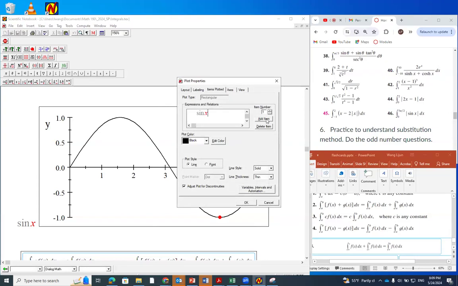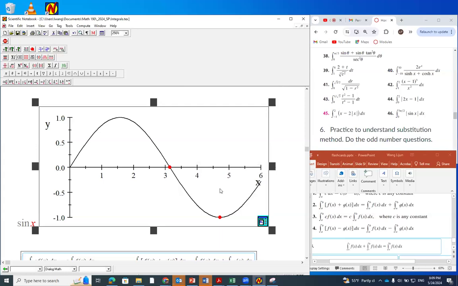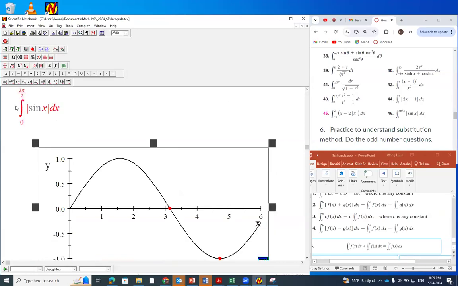Oh, never mind, my fault. It's pi comma 0, not pi comma 0, my bad, sorry. Okay, so the area of our interest, this represents, of course, the absolute value of sine in this piece. The sine function in this piece is negative, so it's going to be flipping up.